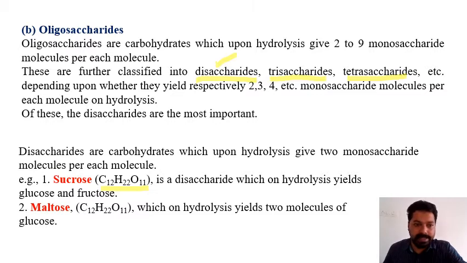Another disaccharide is maltose. The molecular formula of maltose is again C12H22O11, which on hydrolysis gives 2 molecules of sugar. Maltose on hydrolysis gives 2 glucose, and sucrose on hydrolysis gives glucose as well as fructose. So two examples of disaccharides are sucrose and maltose.